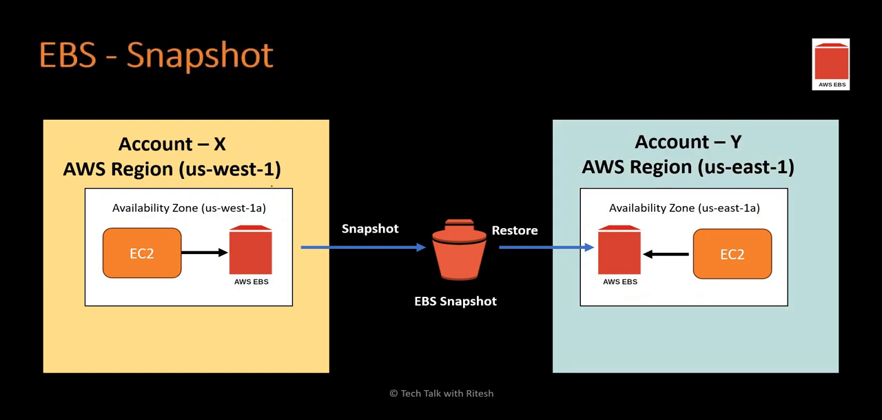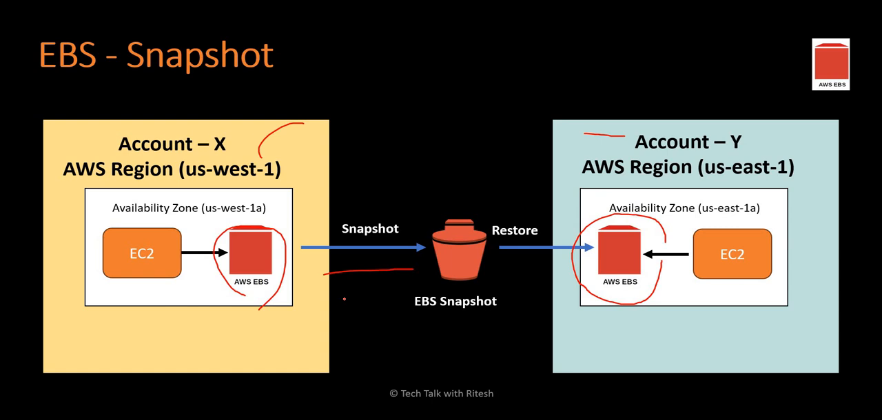Now the third one is account sharing. So this is a totally different account, and this is a totally different AWS account. Again, with this volume I will create the snapshot, we'll share it, we can make it public, and then another account, irrespective of any AWS region or availability zone, will take it, restore it, convert that snapshot to a volume, and then the EC2 instance will use that volume.